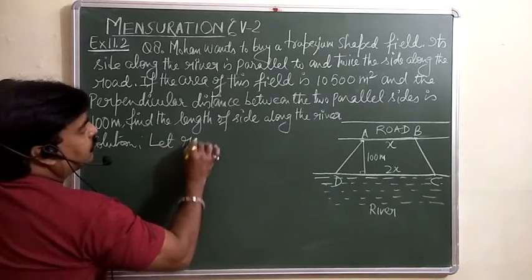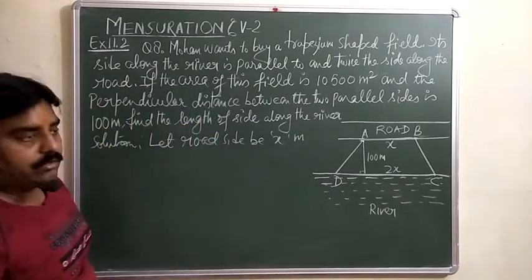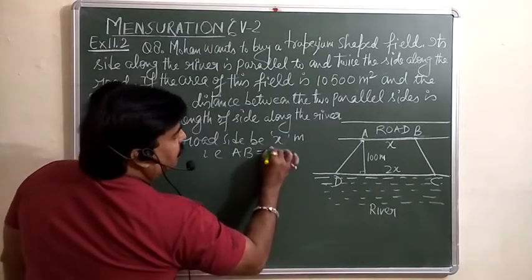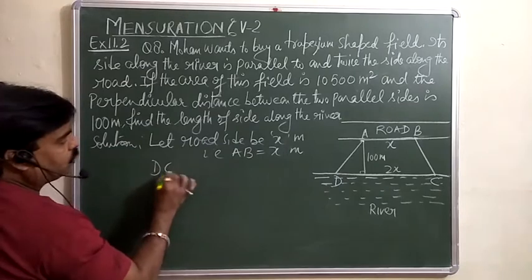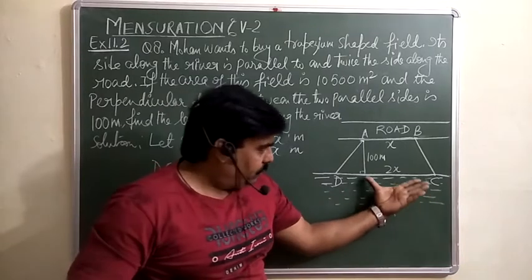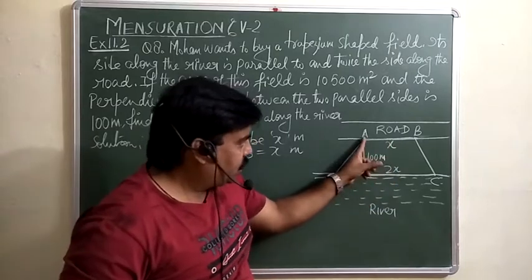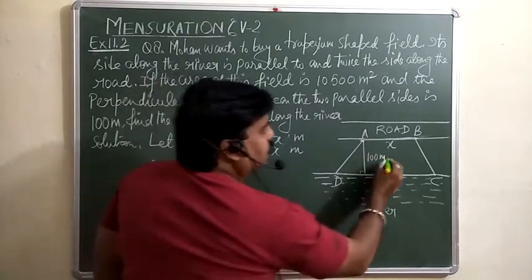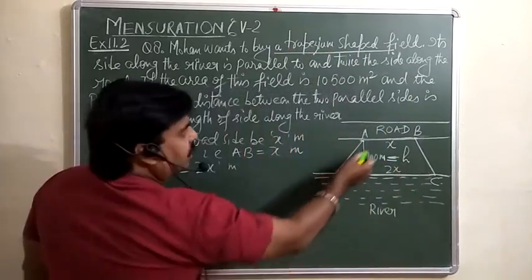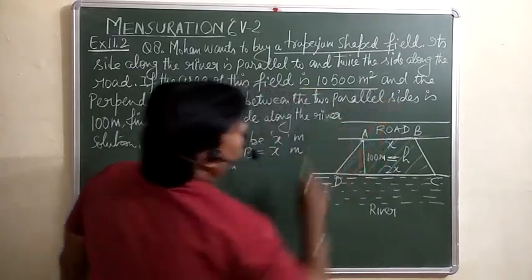So here you can assume the road side is x meter in length. Then DC will be equal to what? AB is equal to x meter, and DC will be twice of this one, that is 2x meter, because the side along the river is twice in length the road side. The distance between these two sides is given as 100. It is in the shape of a trapezium, so this is H here, and the area of this trapezium is already given, that is 10500.